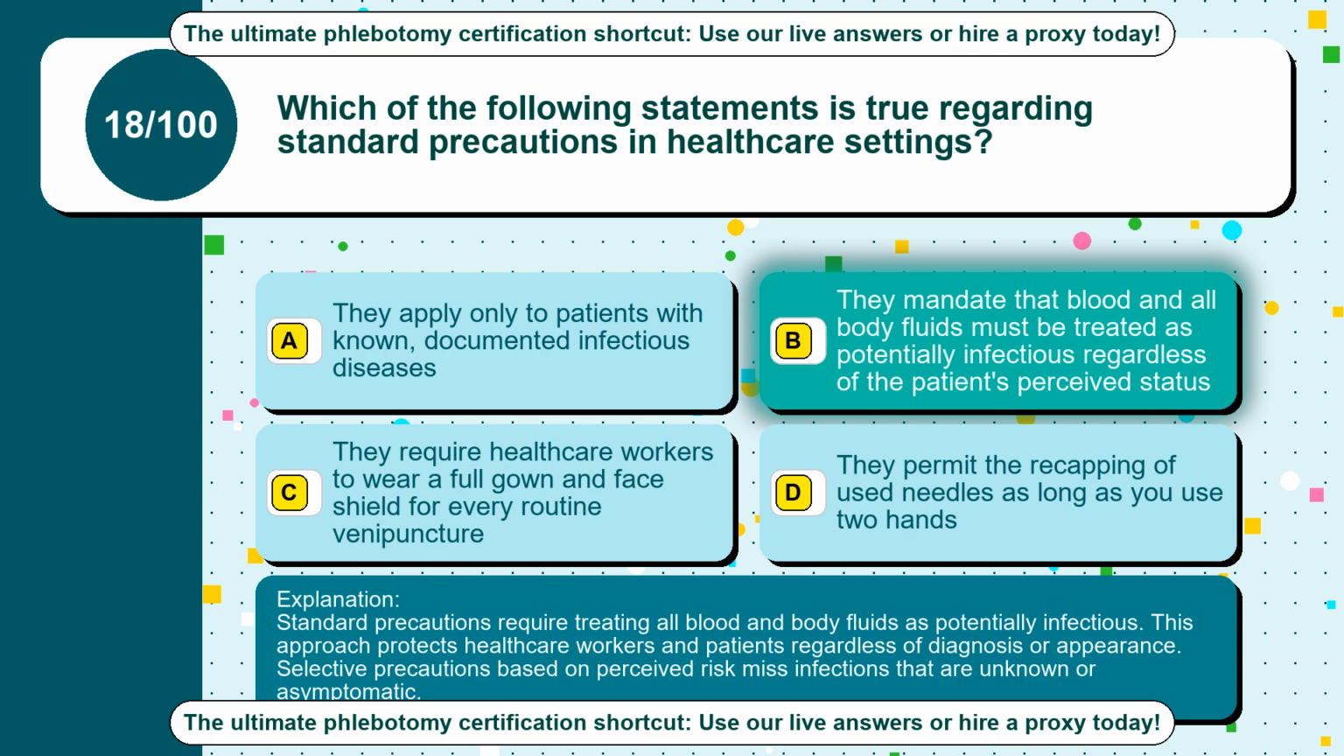Standard precautions require treating all blood and body fluids as potentially infectious. This approach protects healthcare workers and patients regardless of diagnosis or appearance. Selective precautions based on perceived risk miss infections that are unknown or asymptomatic.